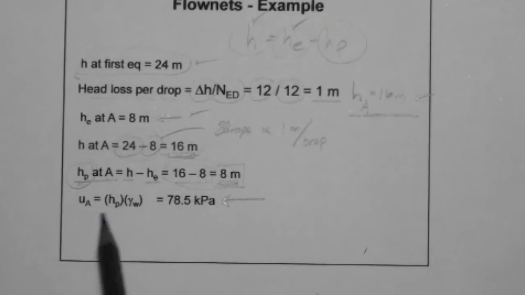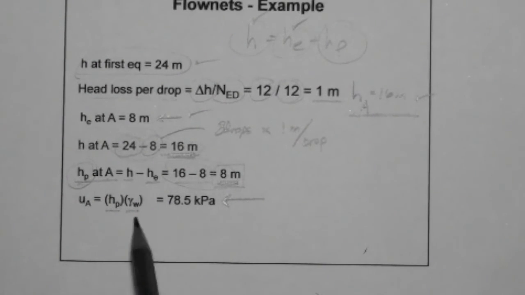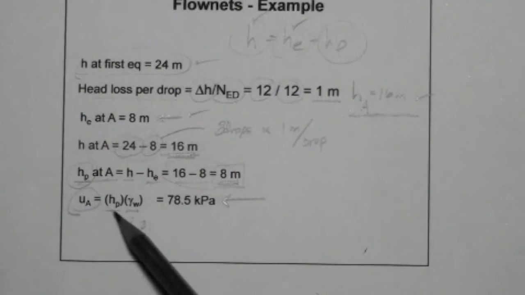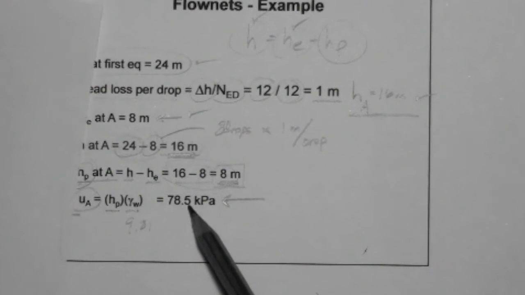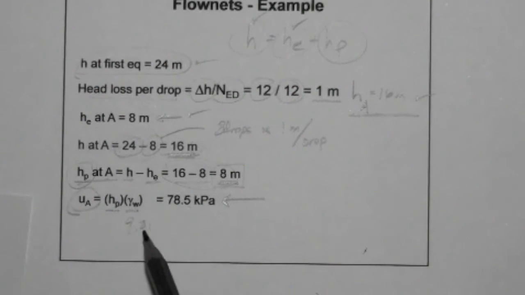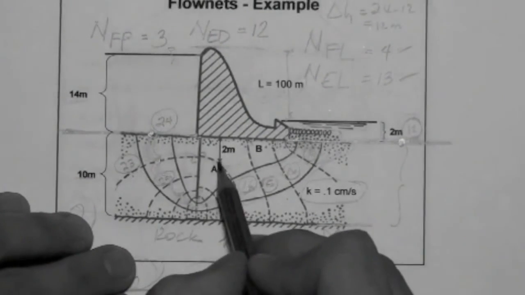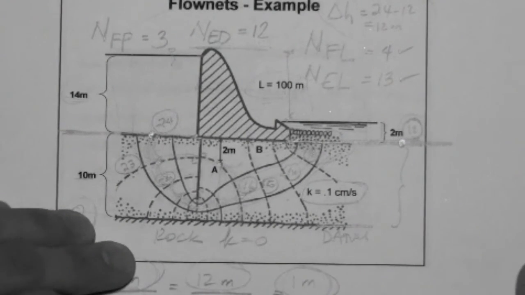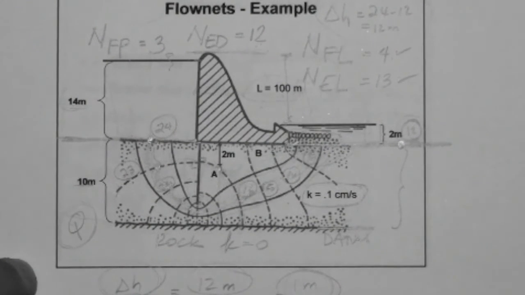Why? Because the pressure head times gamma water, 9.81 kilonewton per meter cubed, is the pore pressure. And the pore pressure in this case at point A is 78.5: 8 times 9.81 is 78.5. So that is the pore pressure at this point. Okay?